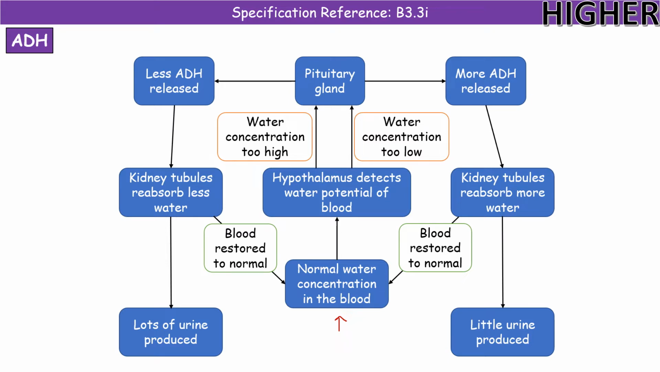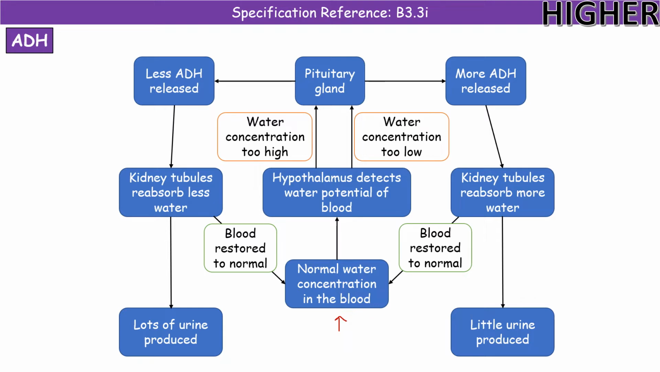As a result of that, the ADH travels through the bloodstream to the kidneys and it makes the kidney tubules more permeable, so they reabsorb more water. As a result of this, the blood is restored to normal. As a side effect of that, obviously if we're reabsorbing more of the water into our blood, less is then going to go down to the bladder, so we make a lower volume of urine.